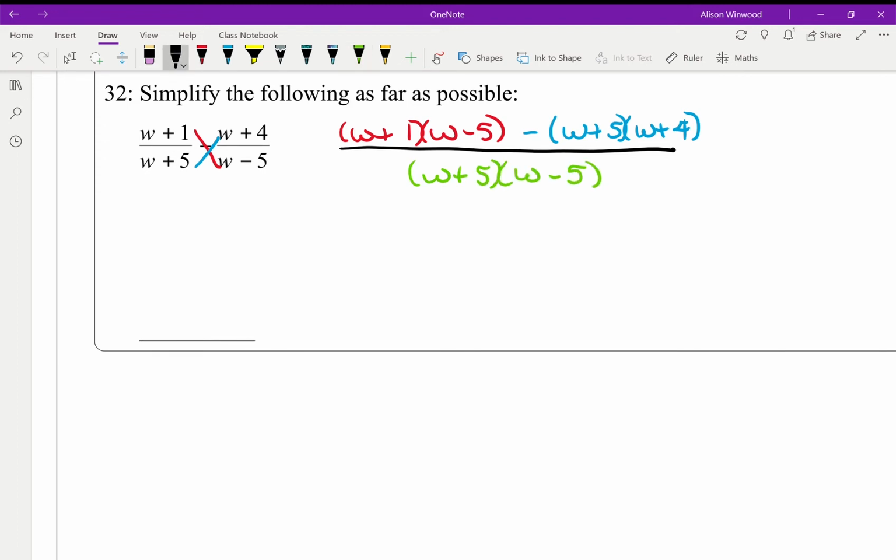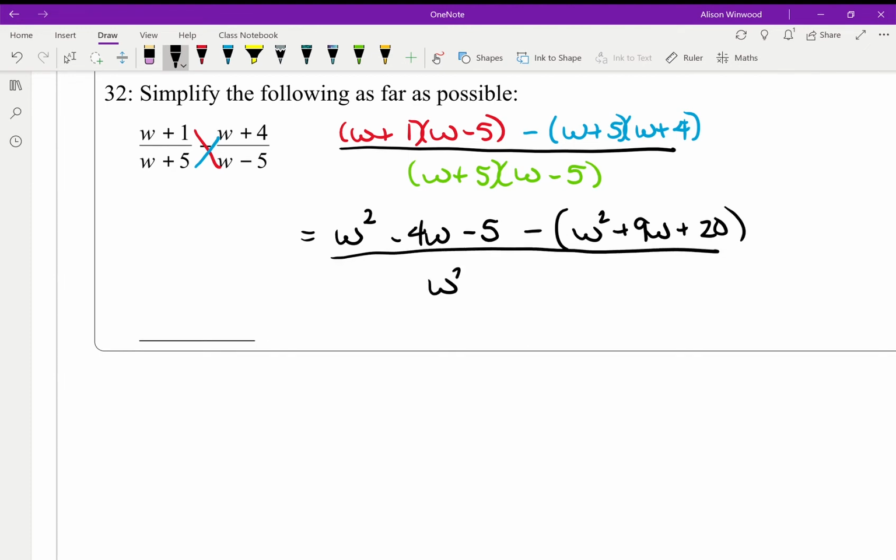So lots of expanding. Being careful that I've got to subtract everything in the second bracket. So I end up with negative 4w subtract 9 is negative 13w, subtract 25 over w squared, subtract 25.